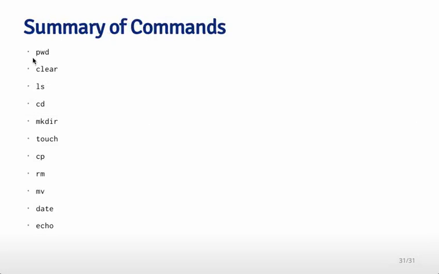So the summary of commands are pwd, which is print working directory and tells you what directory you're in. clear, which clears the screen. ls, which lists the files in the current working directory. cd, which allows you to change working directories. mkdir, which creates a new directory. touch, which creates a new file. cp, which copies a file. rm, which removes a file or directory if you use the -r flag, sorry. And mv means moving a file or renaming a file. And then date and echo are ways to look at the date or to echo out a particular command.